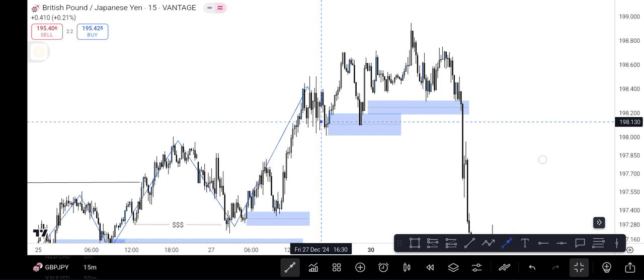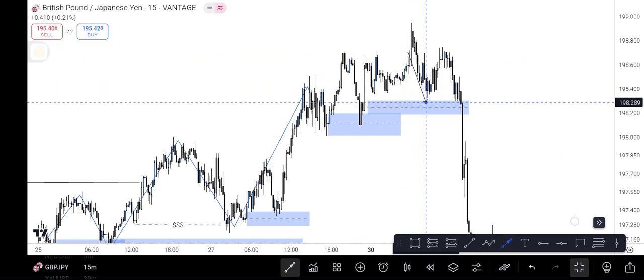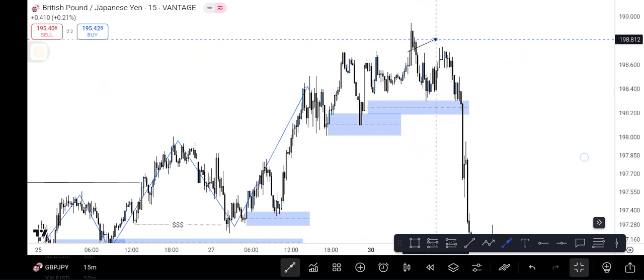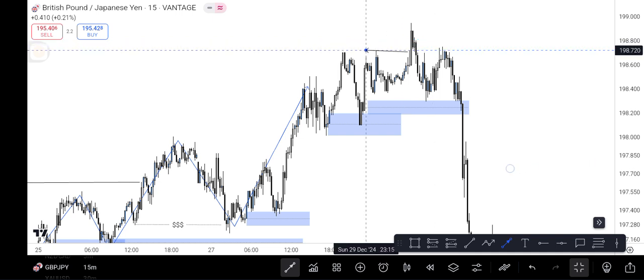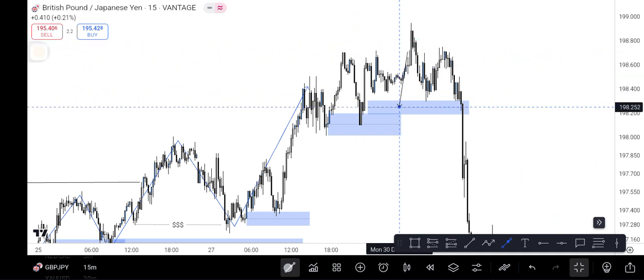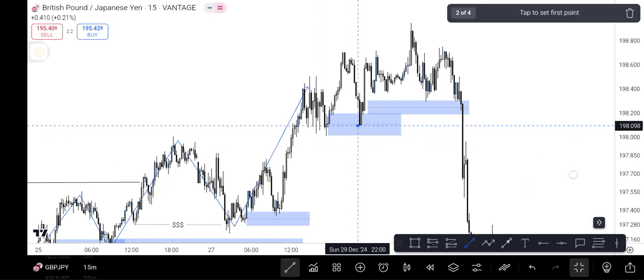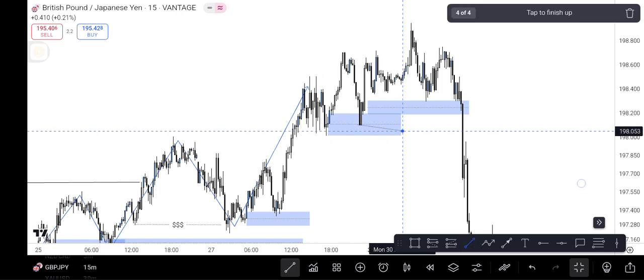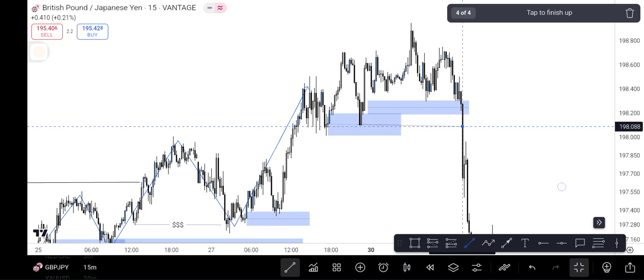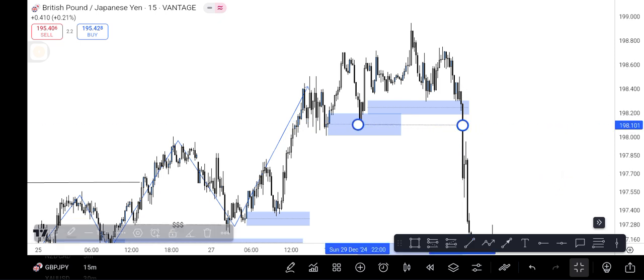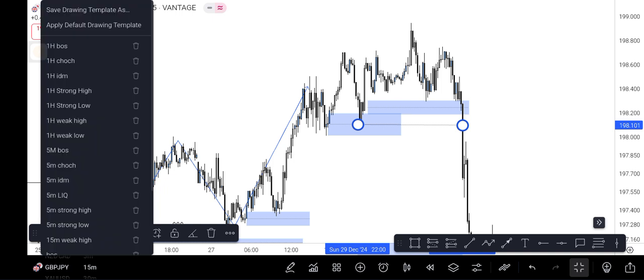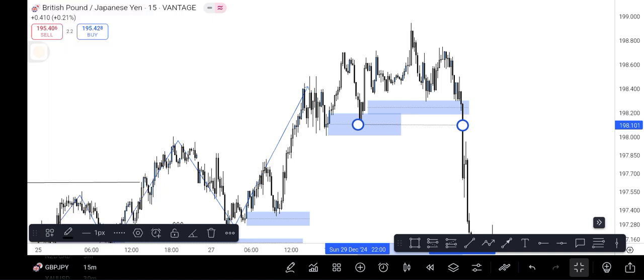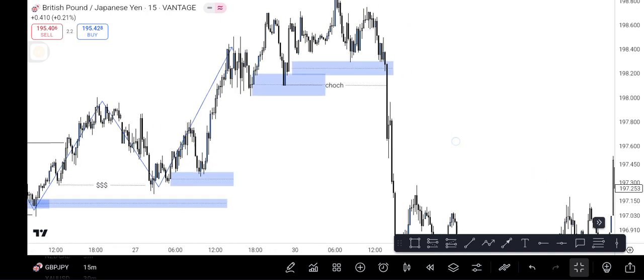So what happened? Price came down, tapped into the demand zone, and then gave us the impulse move. However, you can see where we had our change of character. Remember what I taught you about change of character. So we have price doing this, breaking a low at this point. Now after breaking this low, this area became our change of character.